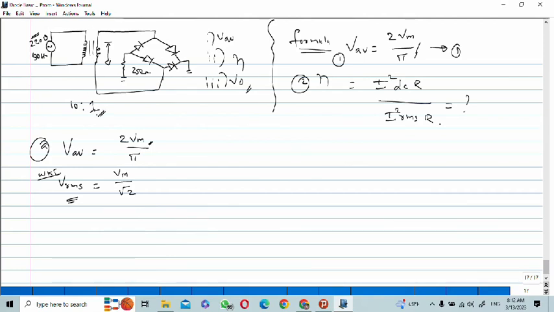The turns ratio is given as 10:1, that is, number of primary turns to secondary turns equal to 10:1. So Vs equal to 220 volt divided by 10. Finally we get 22 volts. That means Vs, or Vrms, equal to 22 volt.